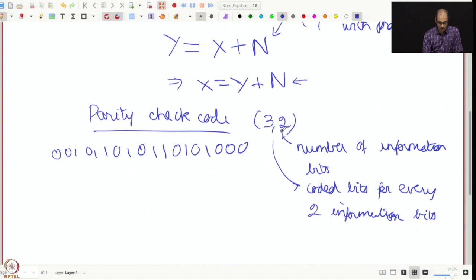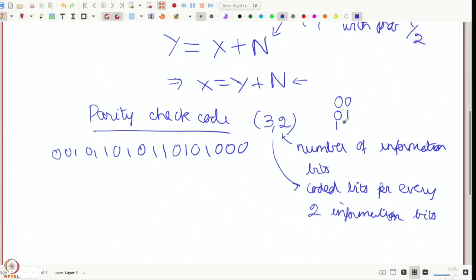And what is the rule? The rule over here is that when you have 0,0, 0,1, 1,0, 1,1 as the group of 2 bits, we're going to add one parity bit such that the sum total of all these has to have an even number of ones.